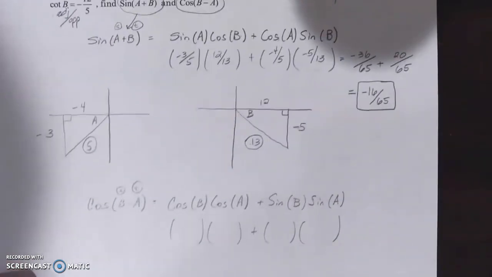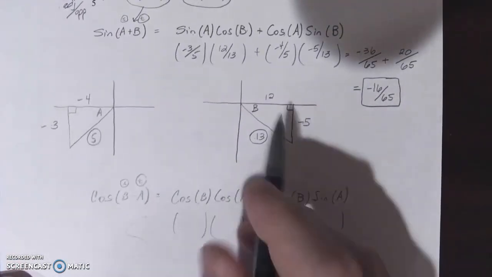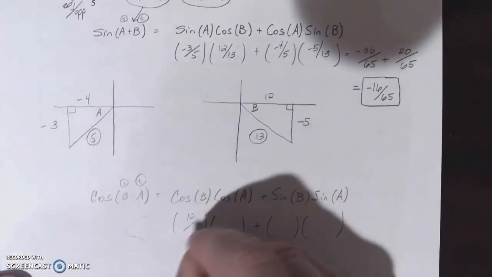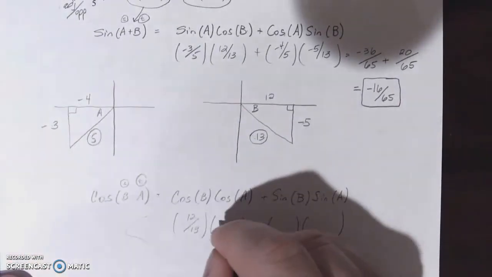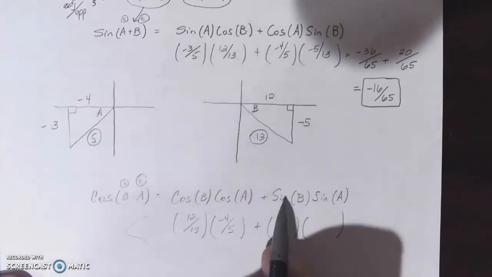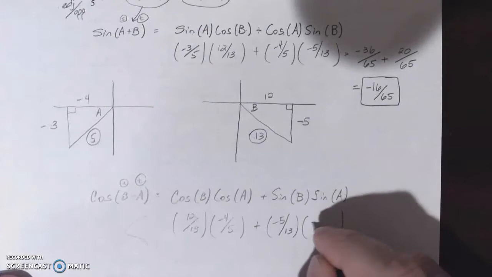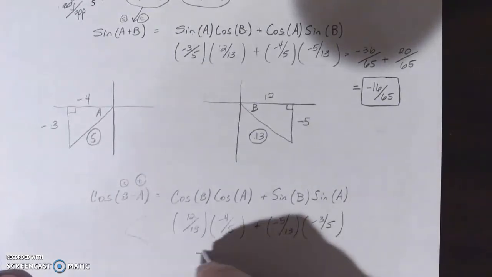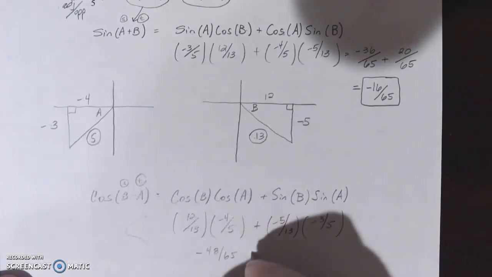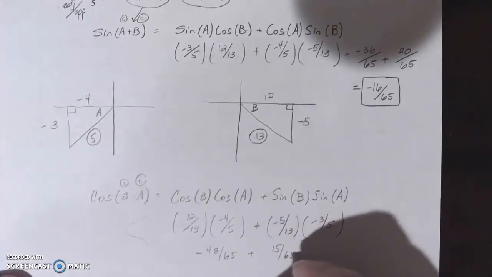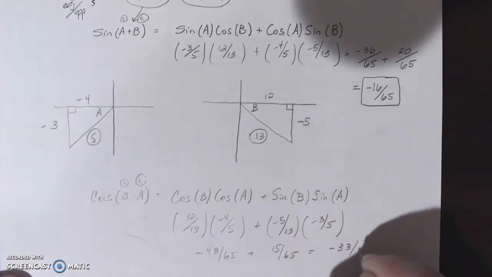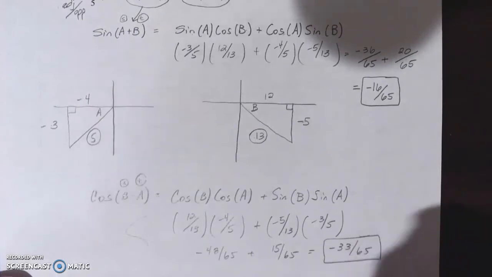take a look at our reference triangles. Cosine of B, adjacent over hypotenuse. Cosine of A, negative 4 over 5. Sine of B, negative 5 over 13. Sine of A, negative 3 over 5. We multiply. We add. We're done.